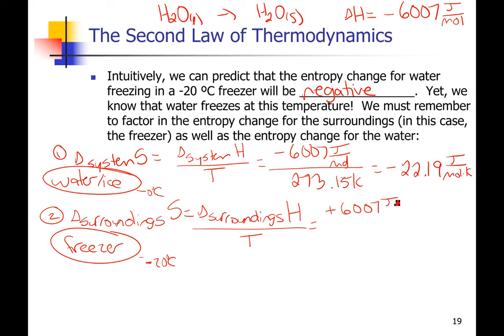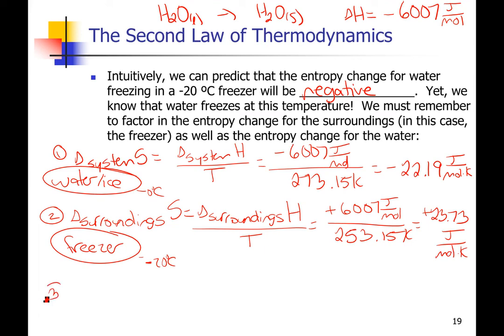It absorbed heat. And we have to divide that by the temperature of the freezer, which is minus 20 degrees Celsius, which again must be converted into Kelvin. So we add 273.15 to that, and that gets us 253.15 Kelvin. And that gives us an entropy change of plus 23.73 joules per mole Kelvin for the surroundings.